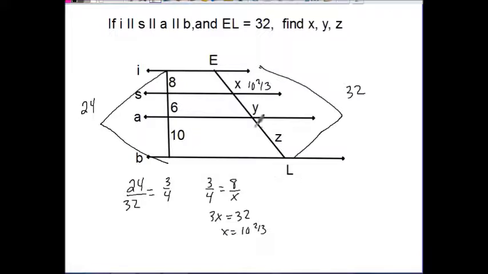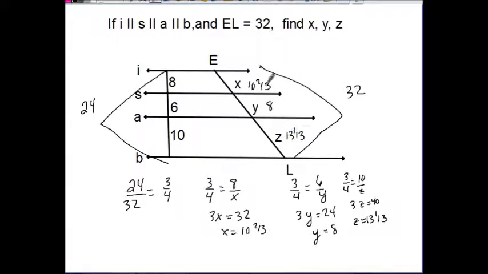Let's do the same thing with our y. 3 over 4 equals 6 over y, and let's cross multiply. 3y equals 24, which means y is going to be equal to 8. And our last one, let's solve for z. 3 over 4 equals 10 over z. 3z equals 40, which means z is going to equal 13 1/3.